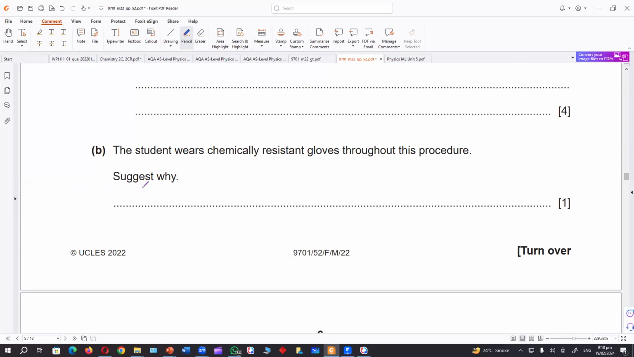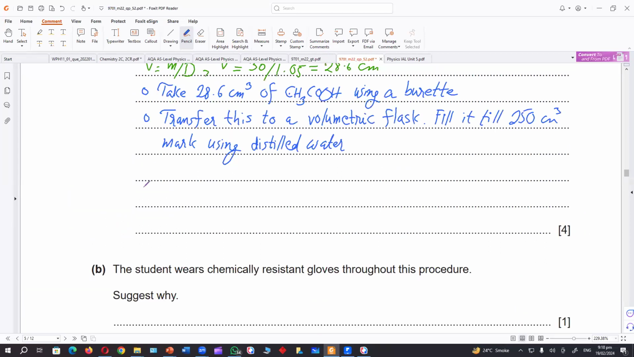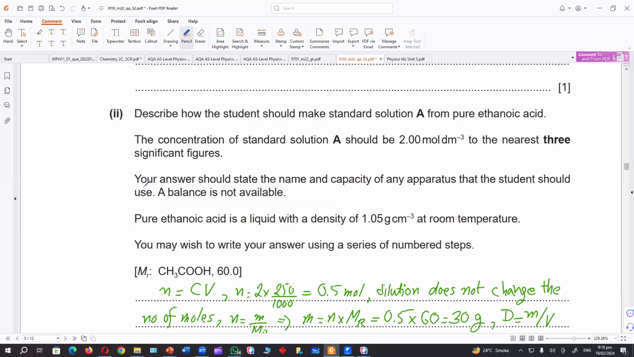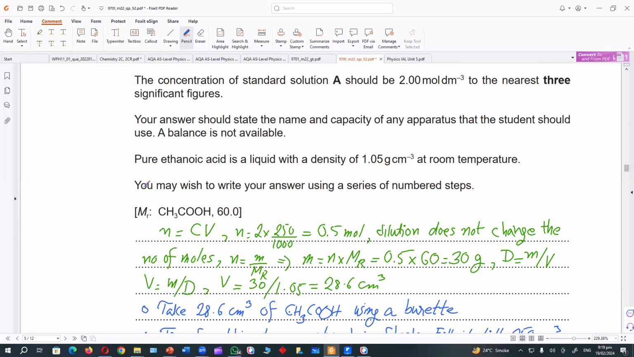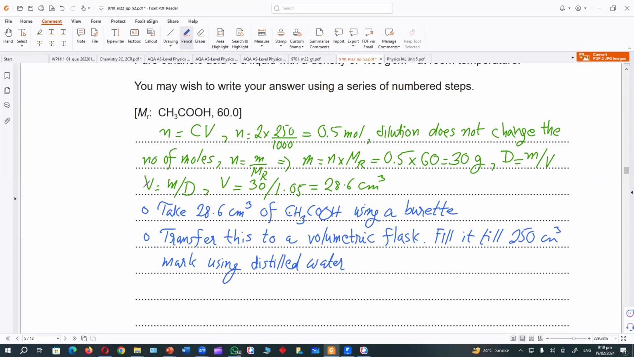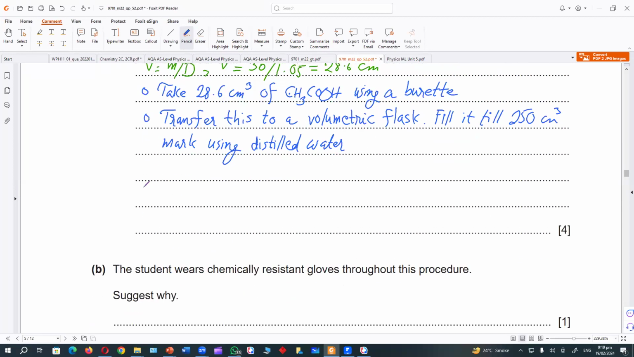The student wears chemically resistant gloves throughout this procedure. Why? I think we have an issue here. Let me recall again. The pure ethanoic acid, is it in solid form or is it a liquid? Actually, it is a liquid with a density. So I think in our first step, we should mention that we should take this acid. I thought we should take it in a beaker first, but I think pure, fine. Good, that's fine.